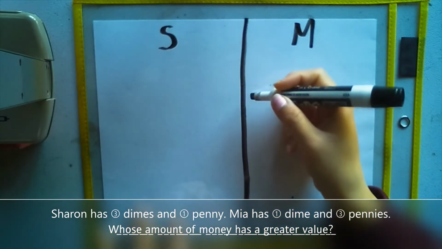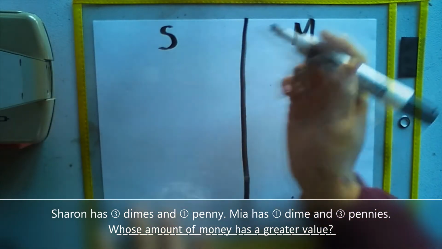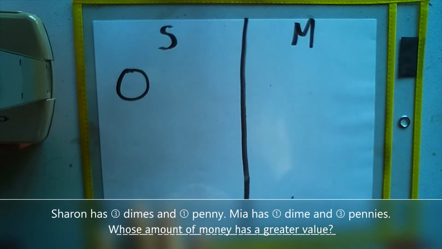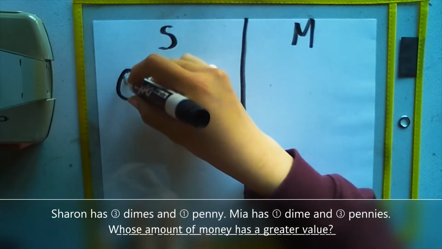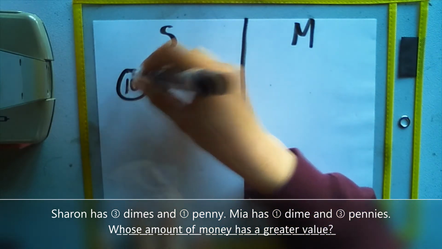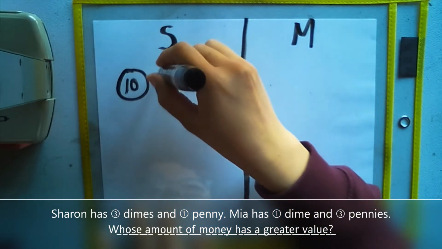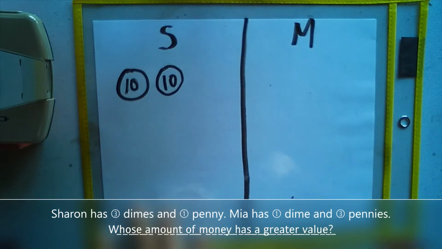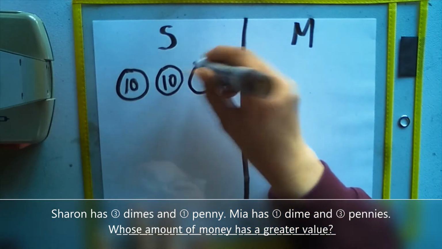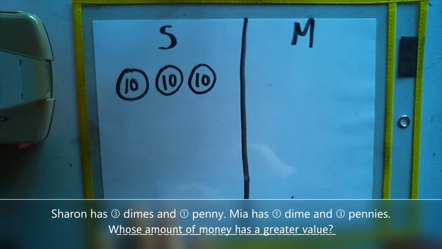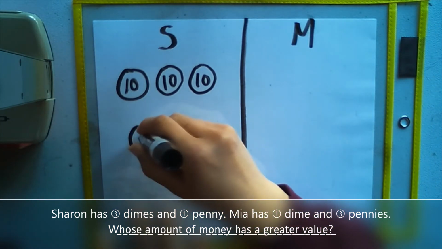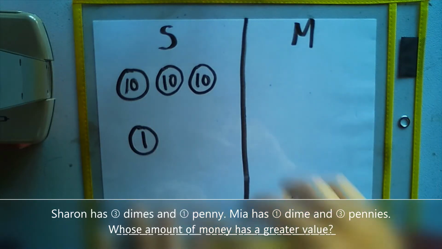So Sharon has 3 dimes and 1 penny. To show that, my friends, dimes are worth 10 cents. So I'm going to go ahead and write down 10 into my first dime there. I'm going to draw a second dime, and remember, dimes are worth 10 cents. And then I'm going to draw a third dime because I know that Sharon has 3 dimes. And then I'm going to draw 1 penny because Sharon has 3 dimes and 1 penny.